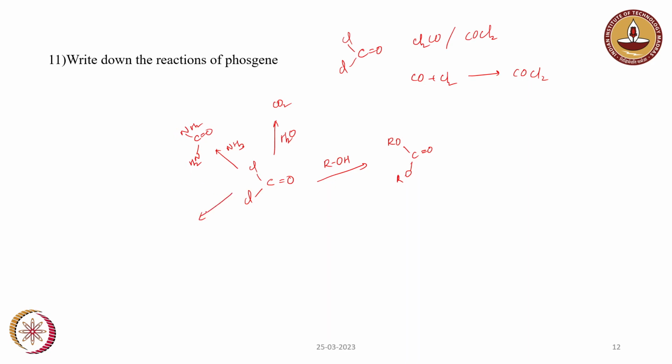Then it reacts with RNH2 to form RN double bond C double bond O, and reacts with R2NH to form R2NCOCl, and reacts with SbF3, which replaces chlorine with fluorine.